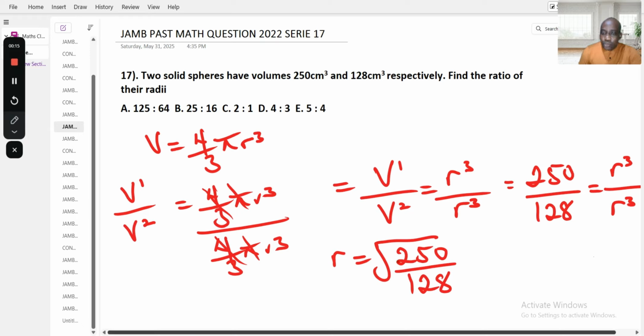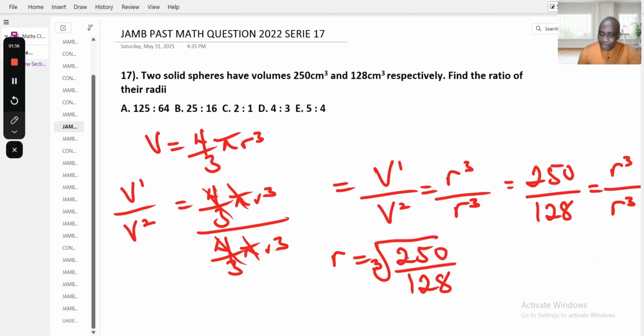Now we are going to look for the root of both. It is not a square root, it is a cube root, because it's power 3 on the radius. Before we do that, we need to divide both sides, because if you look at this, we can still divide them. 2 can divide 250 and 2 can divide 128. When we divide 250 by 2, we get 125, isn't it? Now if you divide this one, 128 by 2 is 64. We have divided them.